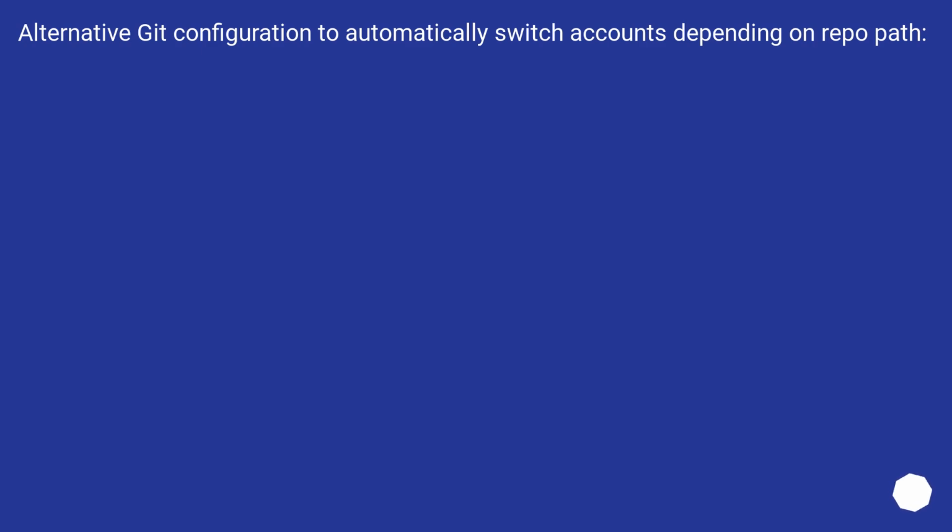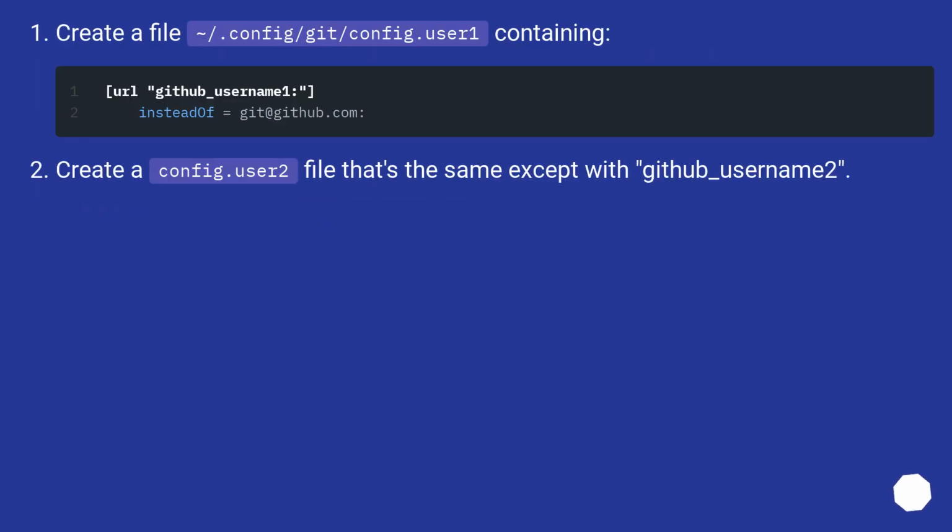Alternative Git configuration to automatically switch accounts depending on repo path. Create a file ~/.config/git/config.user1 containing: Create a config.user2 file that's the same except with github_username2.